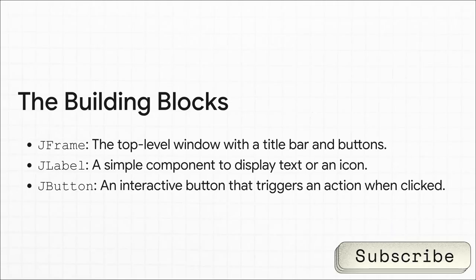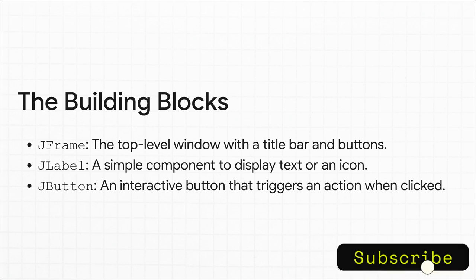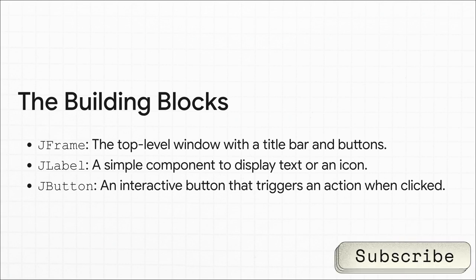So think of these as your Lego bricks. Every Swing app is just a collection of these components. The JFrame, that's your main window, the whole frame with the title bar and the close button. JLabel is, well, it's a label, perfect for displaying text or an icon. And the JButton, of course, is the button you click to make something happen.